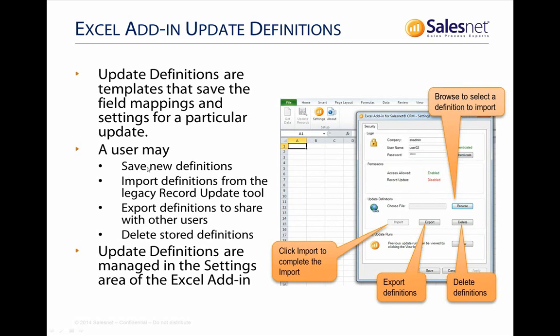A user can save new definitions when they're in the workflow. They can import definitions from the legacy record update tool. So you'll see here, you can browse to an update definition that came from a prior record update tool, and then you can import those. We can also export our definitions, and this can be useful in sharing it with another user, as well as maybe providing it as a troubleshooting or support ticket item if you're having any kind of issue with the Excel add-in. And then you can also delete your stored definitions.